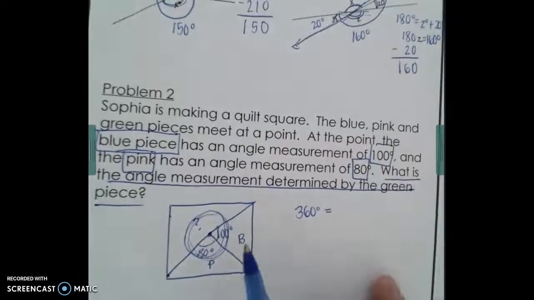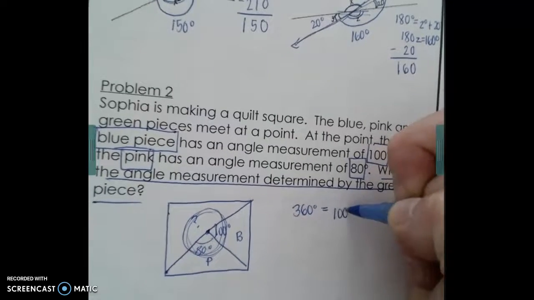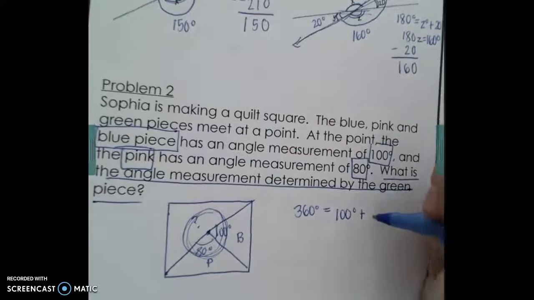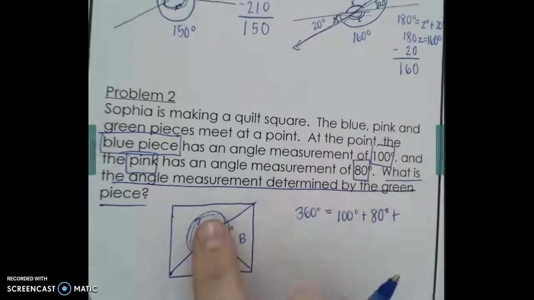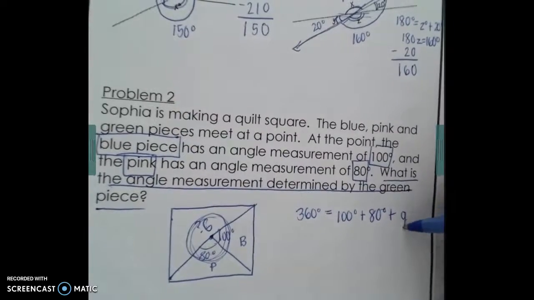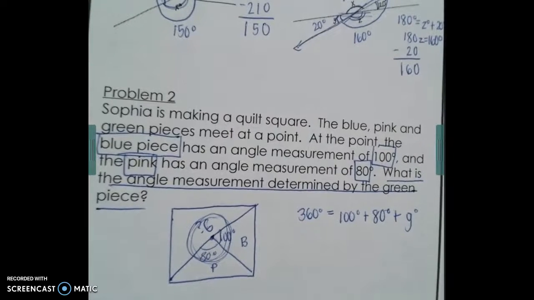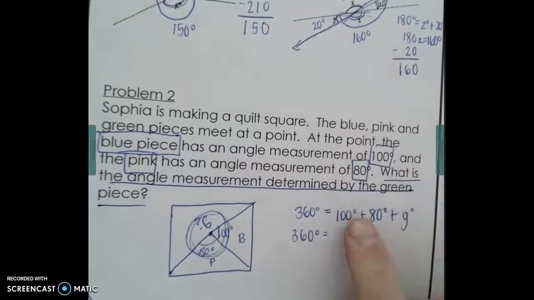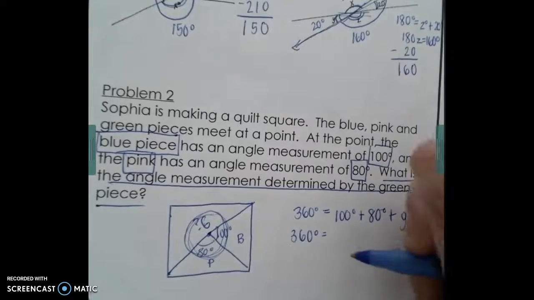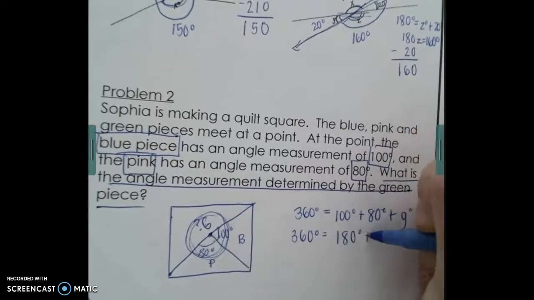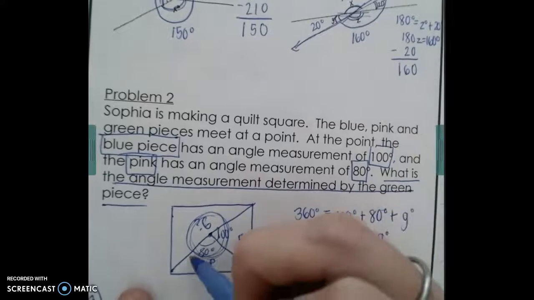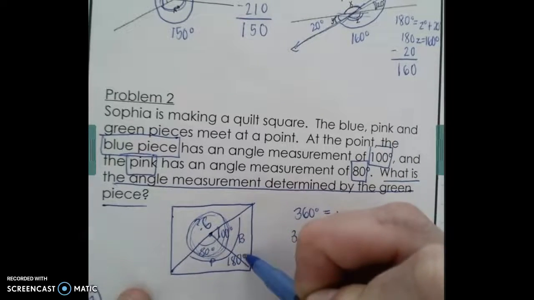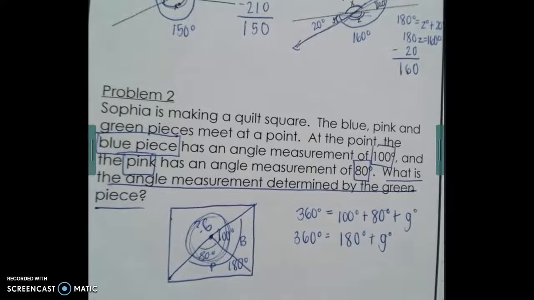So let's add up what we have. Well, I've got 100 degrees for one, plus my 80 degrees on my other side, and then our mystery one, which is our green. So I'm going to put G with the degrees. That's what we're trying to find out. So what can I do first to figure this out? Well, if I look at here, I can add these two numbers together. So I can get 360 degrees. And what's 100 plus 80? 180 degrees. Okay, so now we know that this side is 180 degrees. My blue and pink together are going to make 180 degrees.